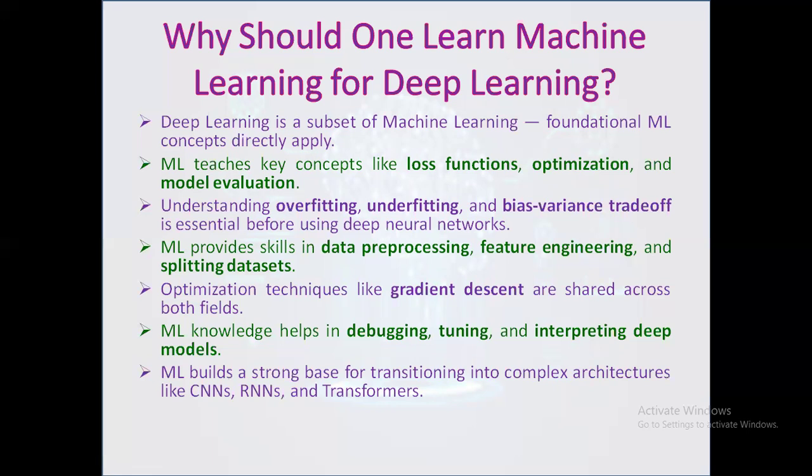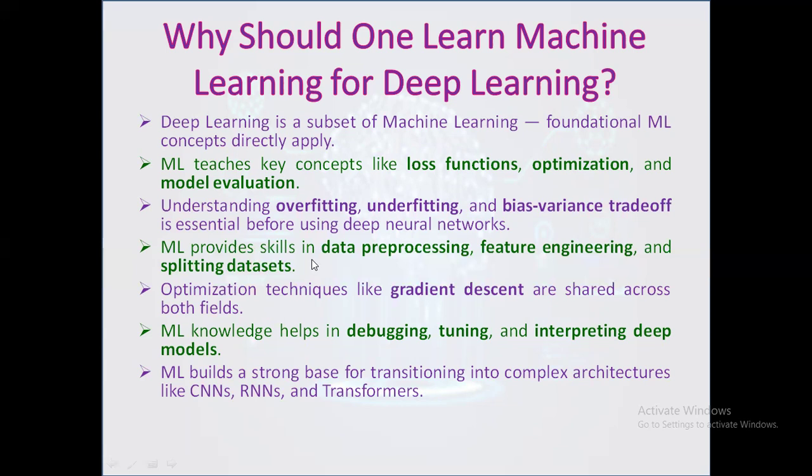The next one is that machine learning introduces important ideas, like how to measure a model's error using loss functions, how to reduce that error using optimization techniques like gradient descent, and how to check if your model is performing well using evaluation metrics like accuracy and F1 score. Next is understanding overfitting and underfitting. These are common problems in both machine learning and deep learning. Learning these concepts early helps in designing better models that do not memorize data or perform poorly. The bias-variance trade-off explains how to balance model complexity and prediction accuracy.